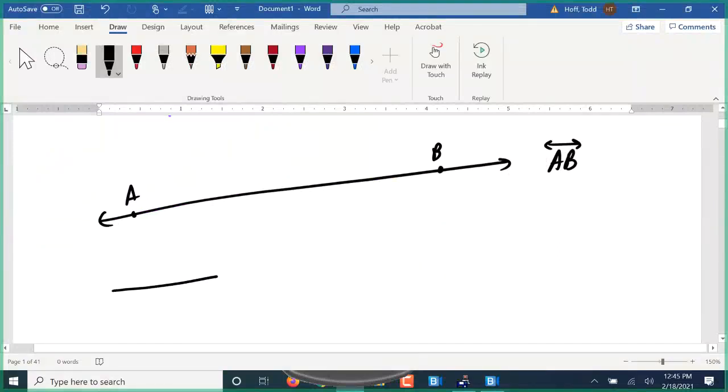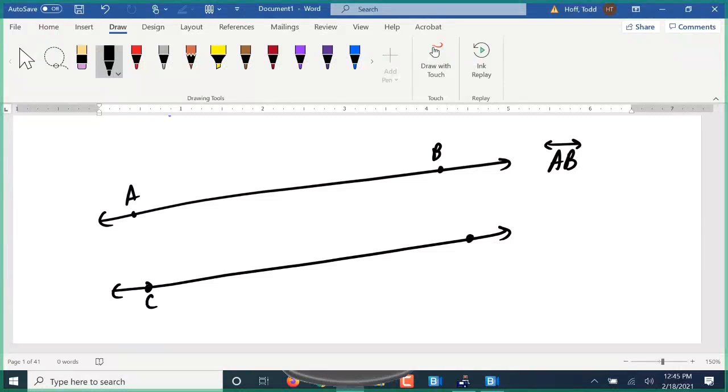I'm going to draw a second line here. Call it line CD. And I'm going to put it over here, line CD, because I'm going to explain the relationship between them. I got them a little crooked here, but the intention was for them to be parallel. That symbol is line AB is parallel to line CD.